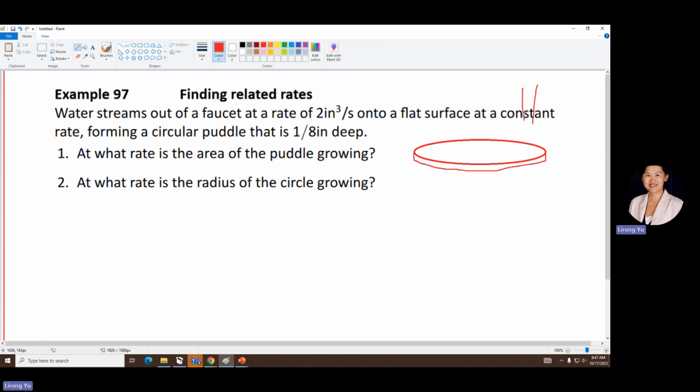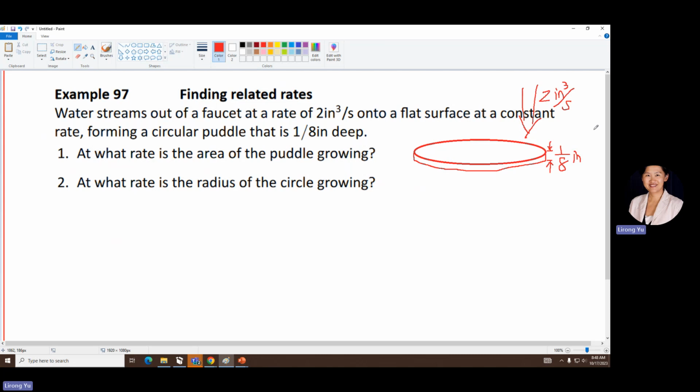So water is getting to it. Okay, so how much was it? It's 2 inch cubes per second. Based on the height, the depth of the water is 1/8 inch, in this part that is from here to here. It's 1/8, the depth of the water.